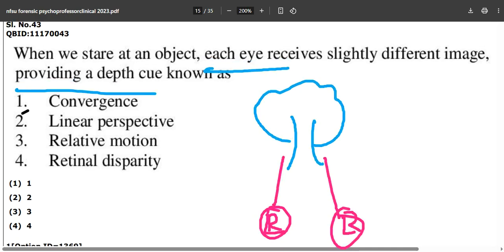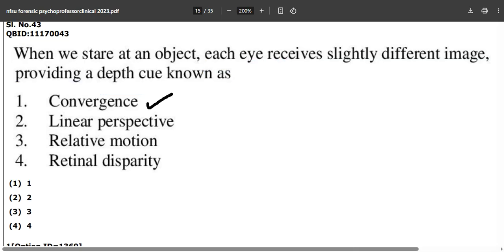This is happening because of the convergence. No, linear perspective, relative motion. Okay, relative motion and retinal disparity. What do you think is going to be the correct answer? The correct answer is your retinal disparity. Sometimes it is also called binocular disparity as well.